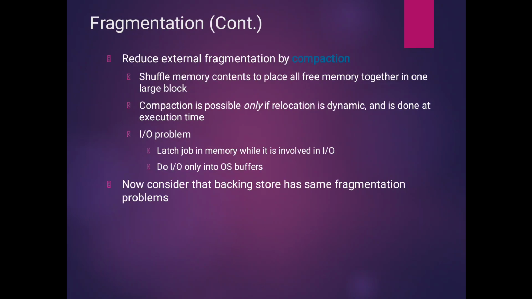To reduce external fragmentation we use compaction. Shuffle the memory contents to place all free memory together in one large block. Compaction is possible only if relocation is dynamic and is done at execution time. There are I/O problems: latch the job in memory while it is involved in I/O, or do I/O only into OS buffers. Now consider that the backing store has the same fragmentation problem.